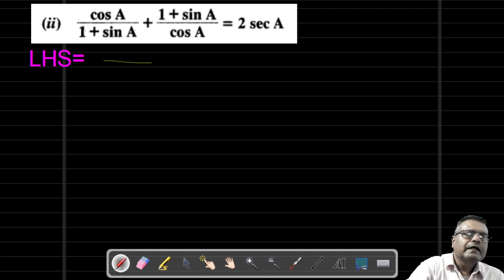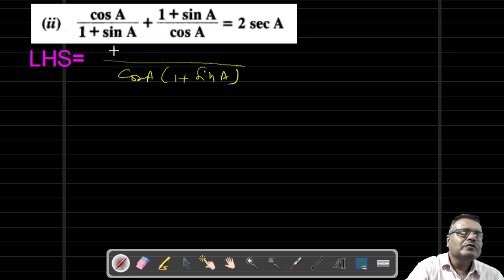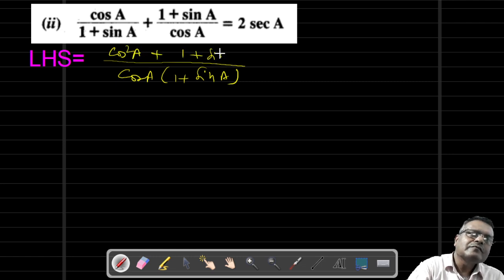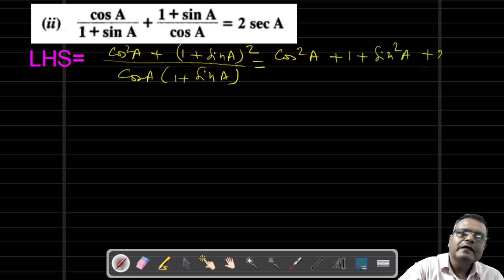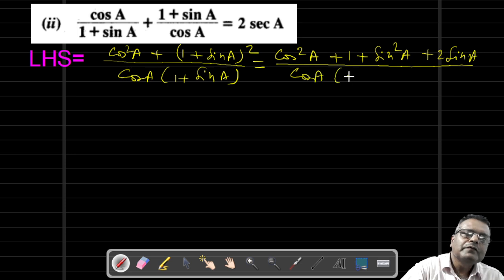Second question is cos A divided by 1 plus sin A, and 1 plus sin A divided by cos A. Take cos A into (1 plus sin A) as LCM. Then you will be getting cos square A plus (1 plus sin A) whole square. So cos square A, expand it, then you will get 1 plus sin square A plus 2 sin A, divided by cos A into (1 plus sin A).